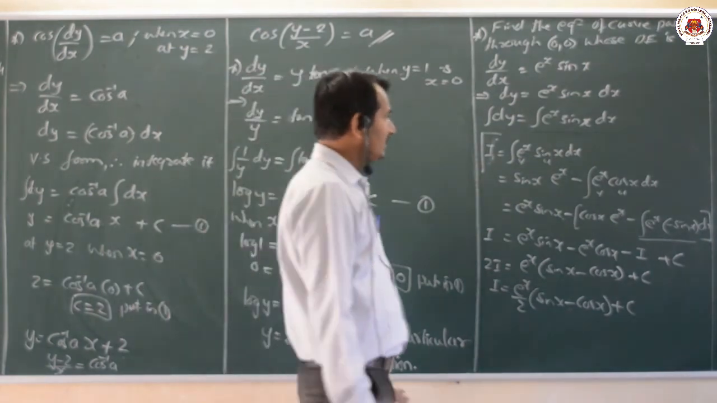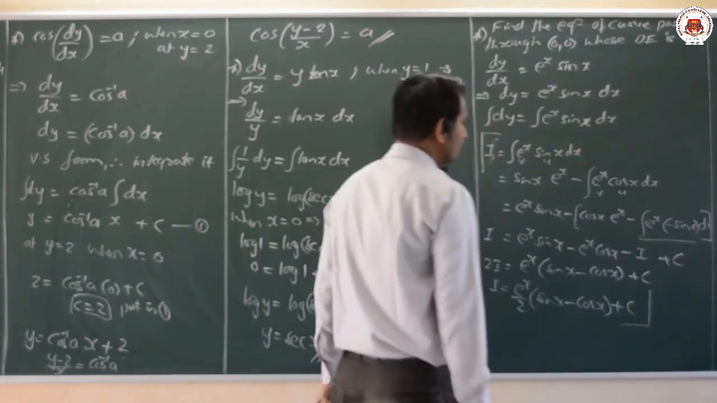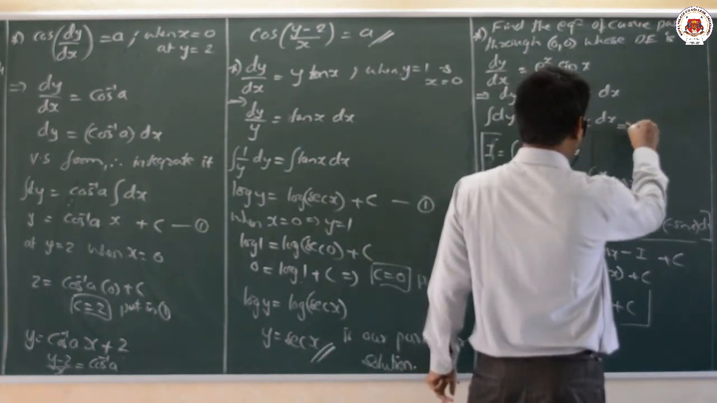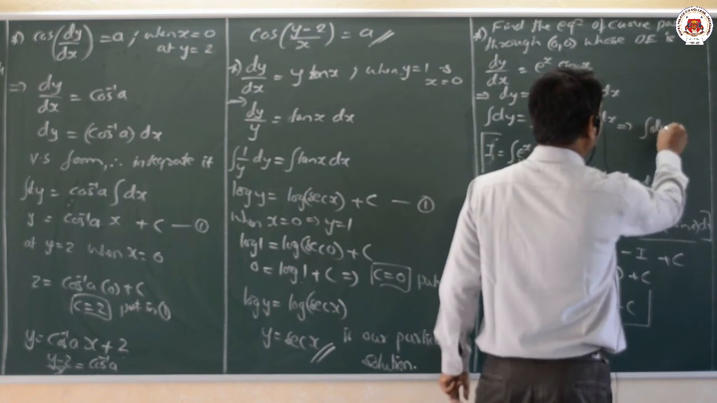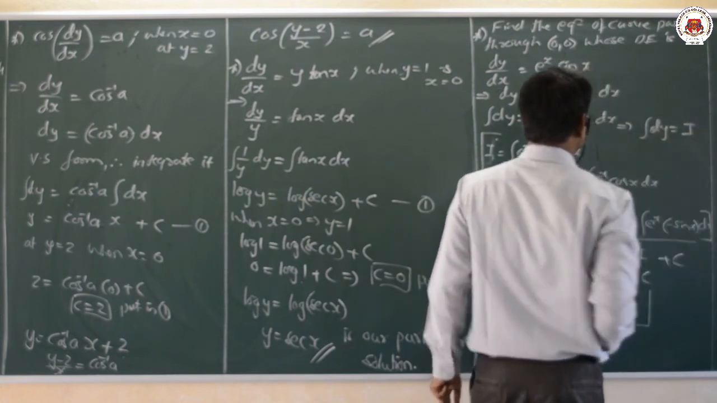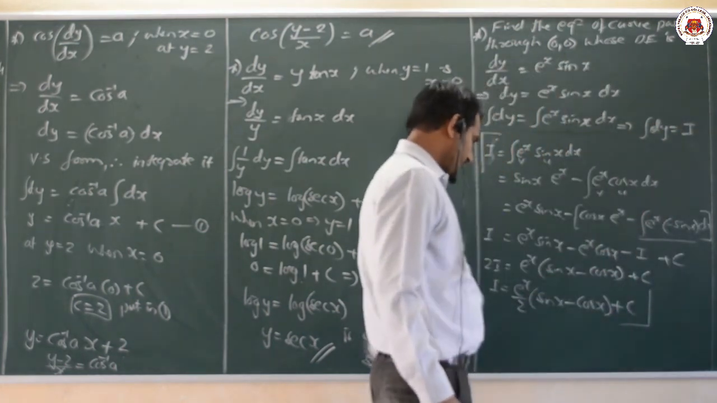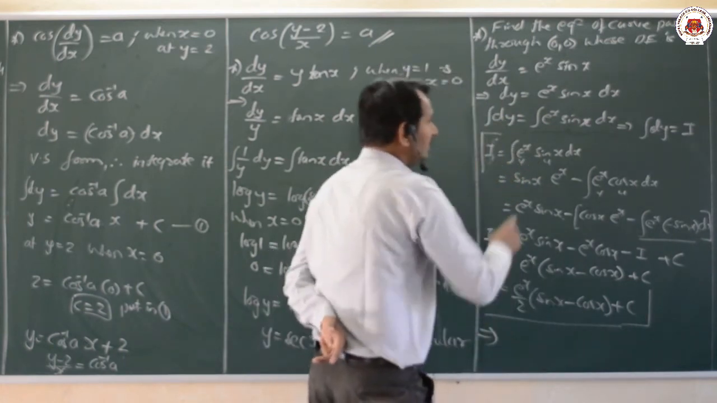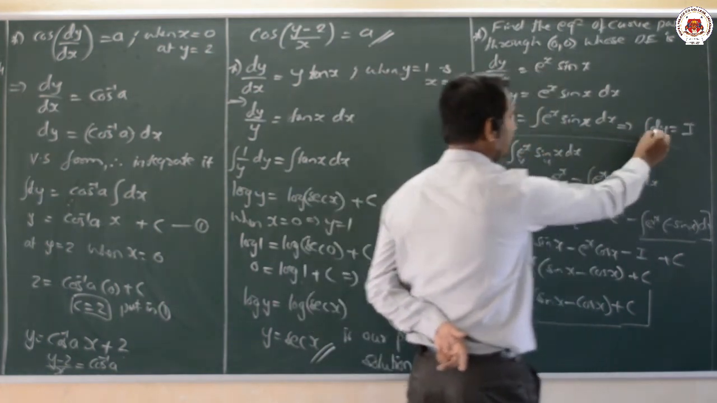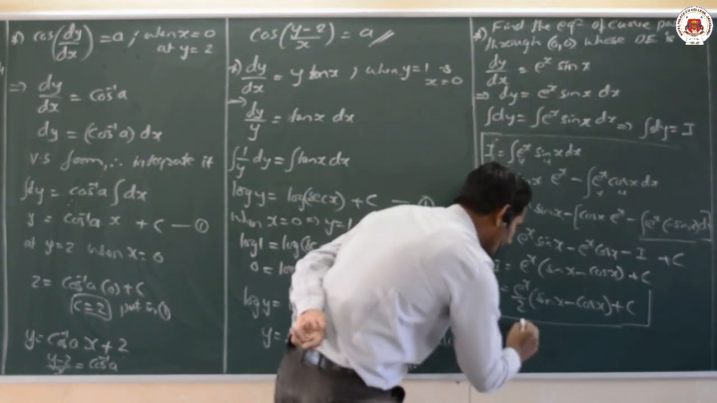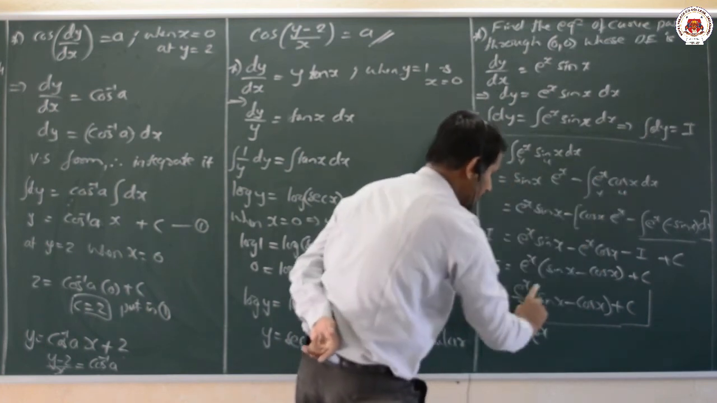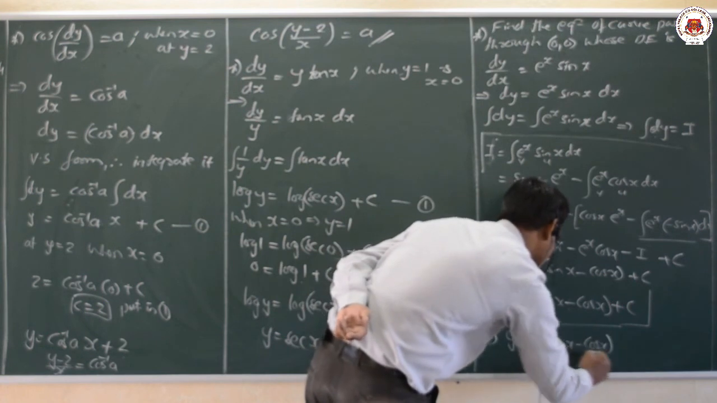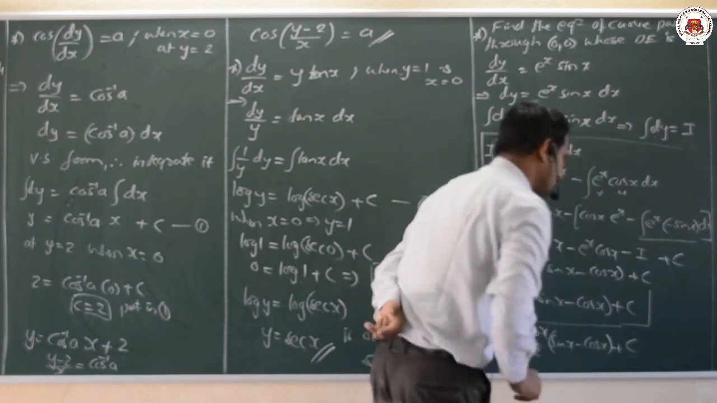Now this is nothing but the integration of our I here. So I will write the integration of dy is equal to I. This I value I have already found out. That implies the integration of dy, that is y, is equal to I, and the solution is e raised to x by 2 into sin x minus cos x, plus an integral constant c.